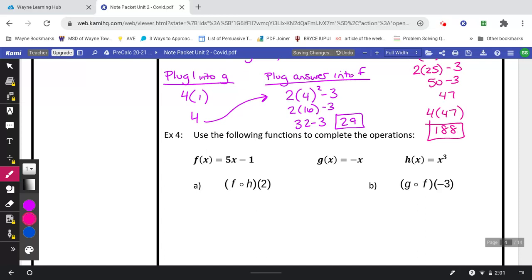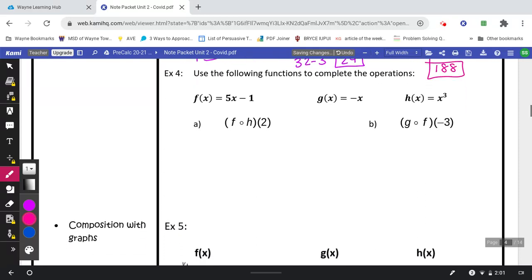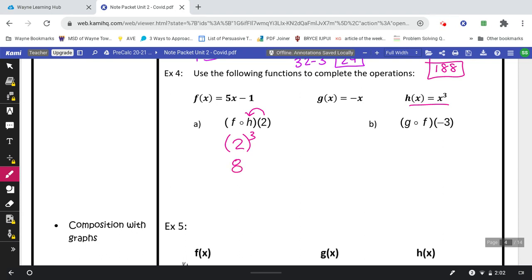For example number 4, they actually give us 3 functions here. It doesn't change what we do. It's just giving us more options on what they can ask of us. All right, so part A. Take 2, plug it into h. Into h. That gets me 8. Then take that answer 8, plug it into f. 40 minus 1, 39.